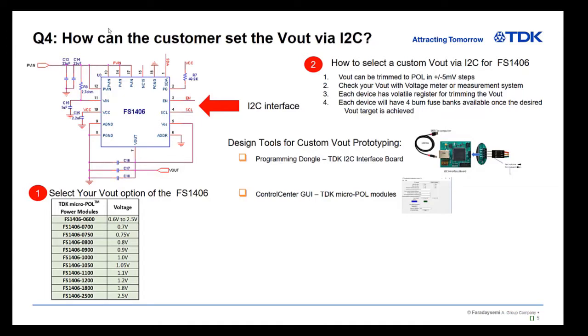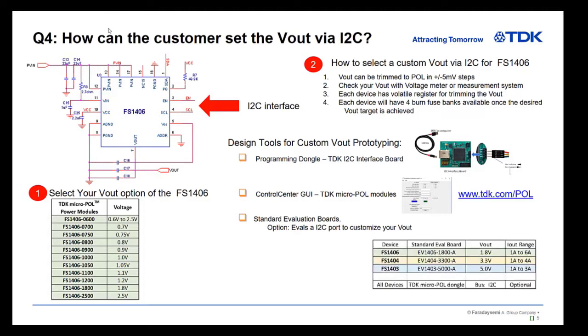There's also, as I mentioned earlier, the programming dongle, which can be ordered, and the control center GUI software. At the time of this video, the current revision of the control center is revision 1.4. This is also downloadable on our website, and we mentioned already the website at www.tdk.com/point-of-load. We will show you that website here in a second. And then we mentioned the eval boards already, so let's take a look at the website.